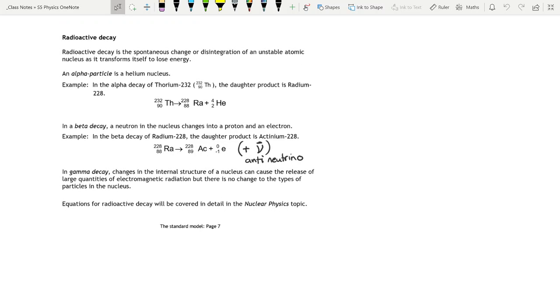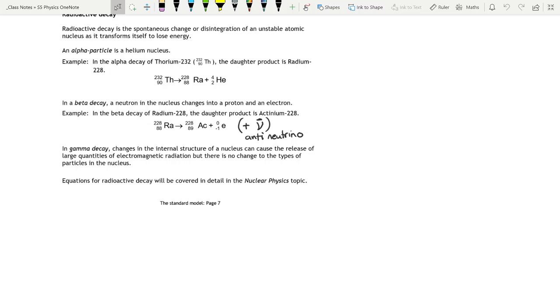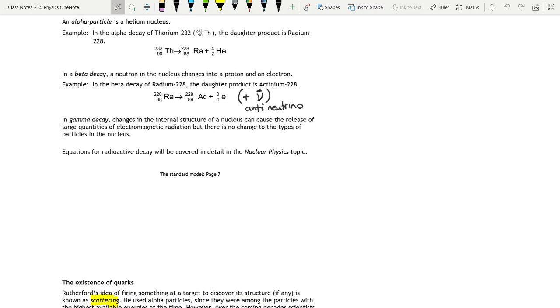In beta decay, there are 2 types of beta decay. You only need to know one. We'll talk about them in a bit more detail later. So a neutron changes into a proton and an electron. Again, we talked about this in nuclear physics as well. In this one, we've got radon. What happens is a neutron changes into a proton. So we've got an extra proton, so we're actually adding a proton onto the bottom. But because we've lost the neutron but gained the proton, the mass number hasn't changed. So that stays the same. Plus we've got that electron, and we now know we also have an antineutrino. We'll talk about that in a bit more detail as well.